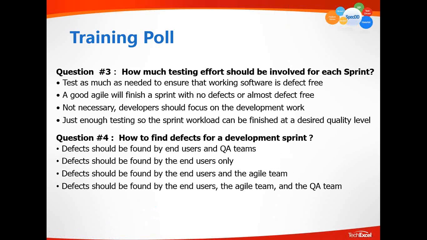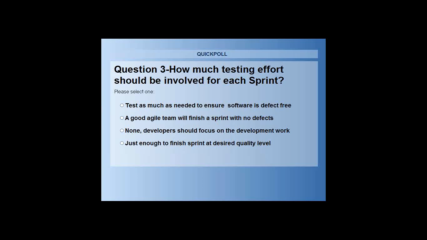Okay, so for question number 3 and number 4, I just want to do it without necessarily spending too much time explaining it. Question number 3: how much testing effort should be involved for each sprint? Option 1: we should test as much as needed to ensure the working software is defect-free. Option 2: a good agile team will finish a sprint with no defects or almost defect-free.